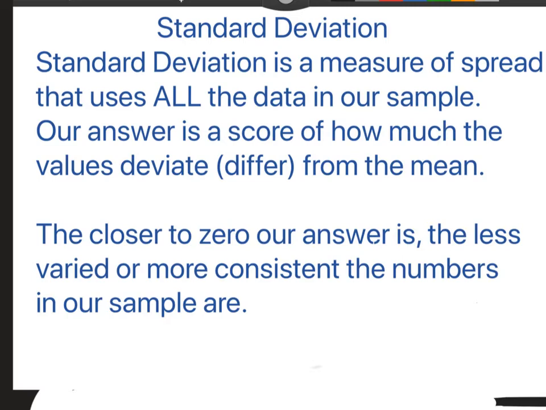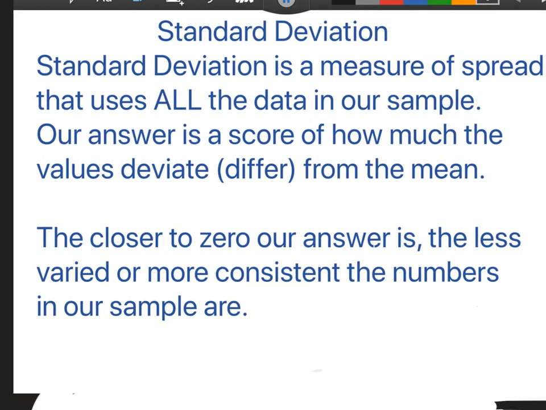So the closer our answer is to 0, the less varied our numbers. Now that goes for the other way as well. The bigger the number it is, the more varied it is. Okay, so the bigger the number means more varied. I'll just quickly add that in as well.